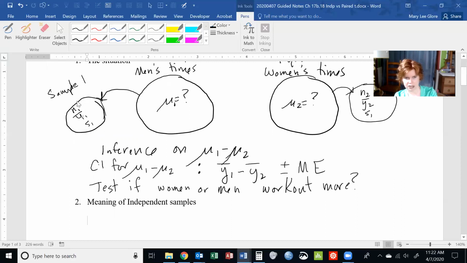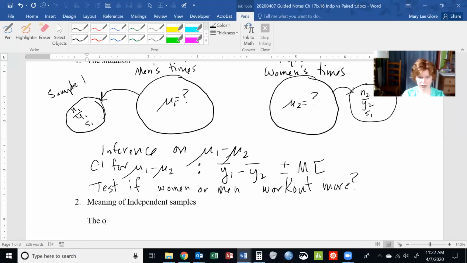Well, now I want these men also to be independent of these women. So I don't want any of the times that any of these men work out to be related to any of the times that these women work out. So I don't want them to know each other. I want all the men over here to be independent of all the women. All right, so what does this mean?